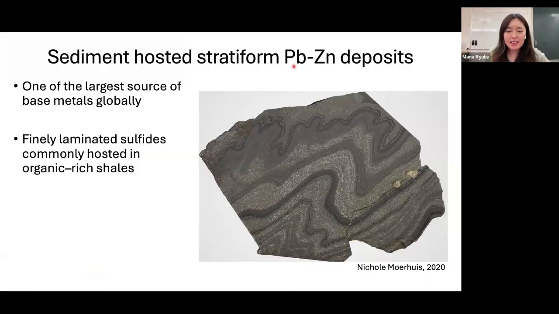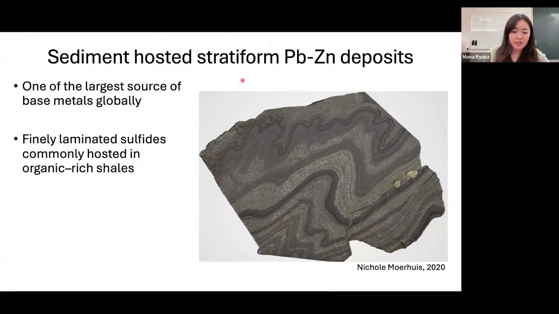So I'm going to start off this talk by talking about stratiform lead-zinc deposits, and I'm sure that those of you from the Northern Territory will be very familiar with this deposit type, because of course the northern part of Australia is an extremely important region for this type of deposit. These are made of finely laminated sulfides, commonly hosted in organic-rich shales.